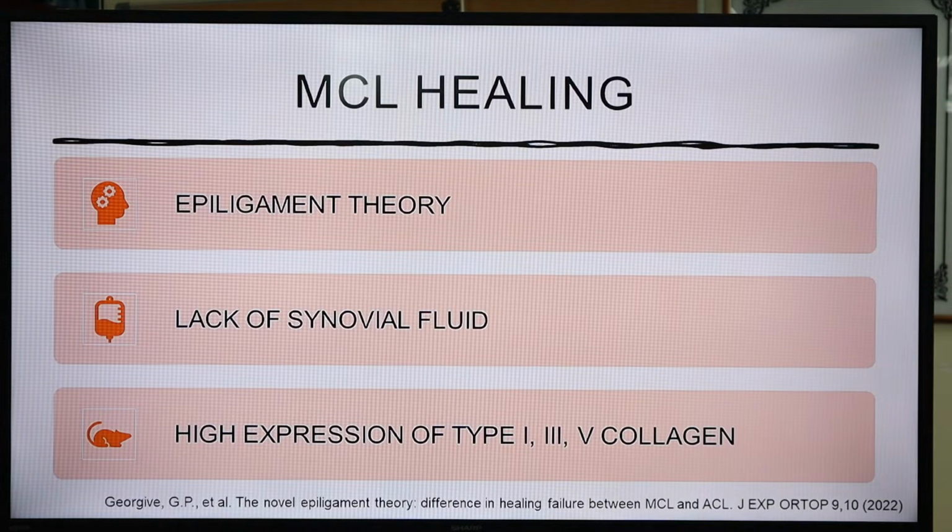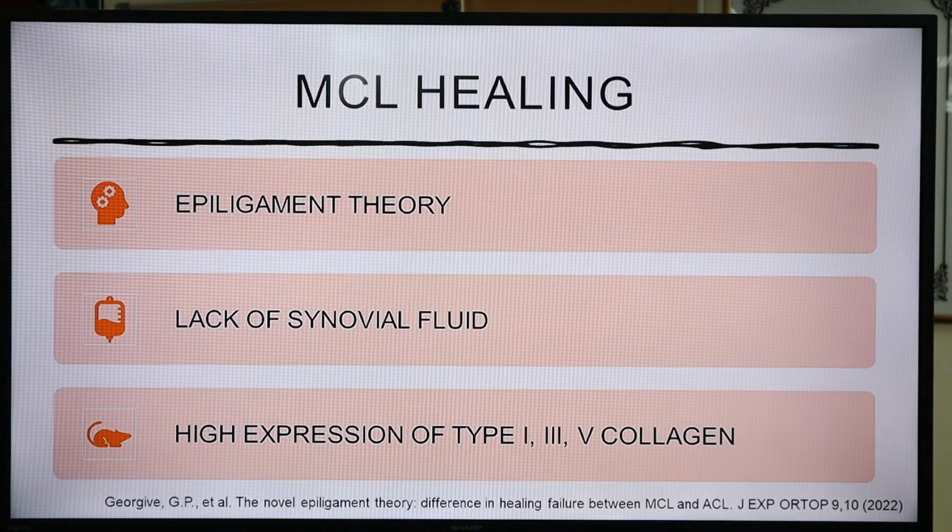So why I said MCL has the best healing properties is because of these three important factors. One is the epiligament theory, which will be explained after this. Lack of synovial fluid. Synovial fluid has a lot of anti-inflammatory regulators. So when you give HA, it is because of its anti-inflammatory properties. But the anti-inflammatory properties are not good for healing. MCL is extrasynovial and extracapsular, so it has a lack of synovial fluid, and it has an enhanced capacity for healing.